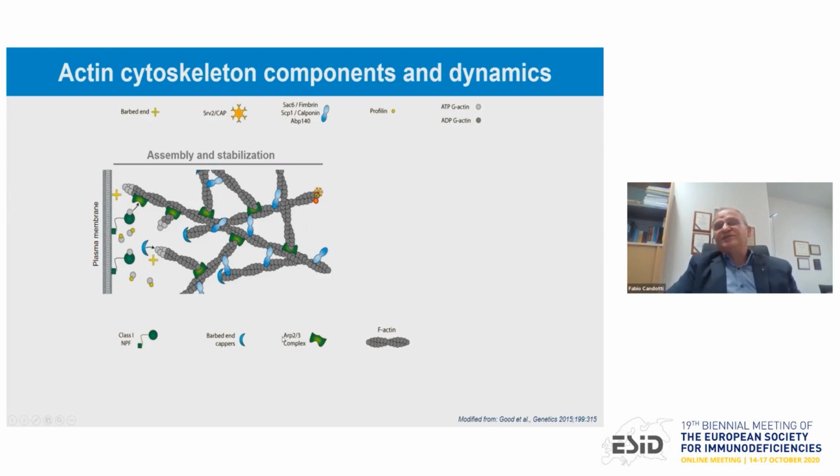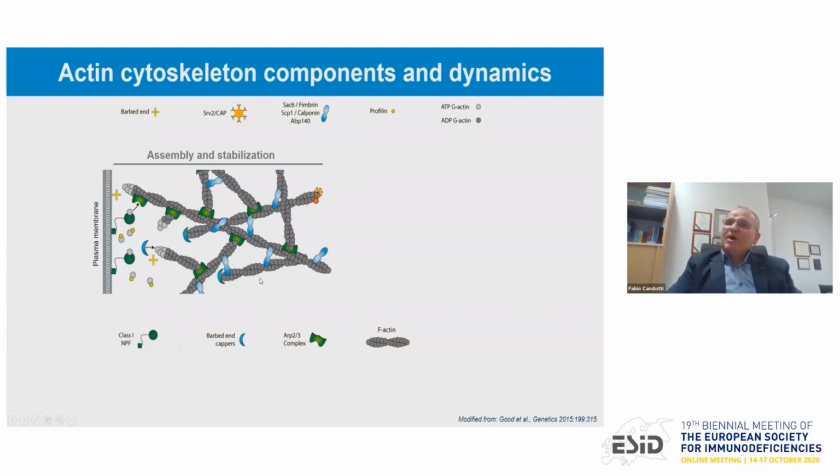The ARP2/3 complex, in turn, is activated by one of the Wiskott Aldrich syndrome protein superfamily nucleation promoting factors, among which WASP and WAVE. The activation of the ARP2/3 complex then leads to the production of these daughter filaments. It's important to know that the polymerization of actin is inhibited by the association of capping protein to the barbed end of the actin filaments.